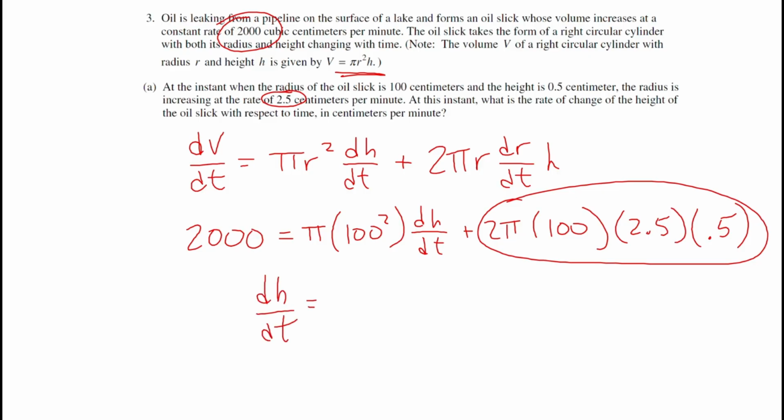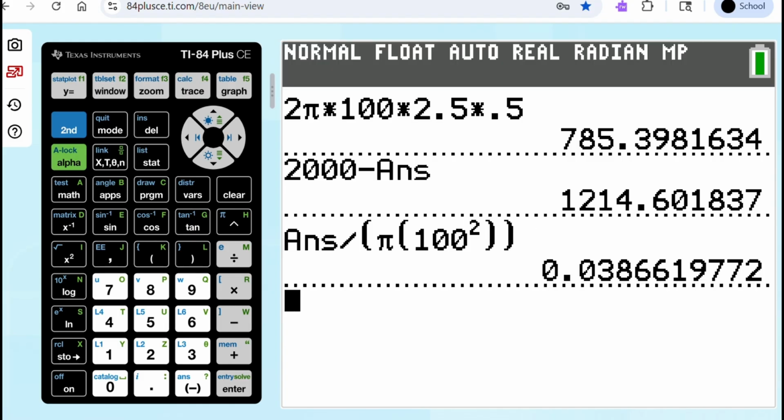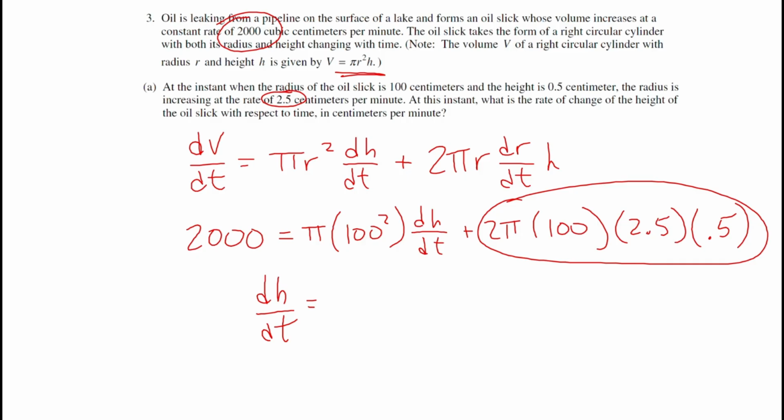So we'll say dh/dt is equal to, we'll just hit divide because it uses your previous answer, and then it's pi times 100 squared. You can just type out 10,000 if you want, but you can also just do that in case you're afraid you're going to make an arithmetic error, and we get 0.039, and this is going to be in units of centimeters per minute.